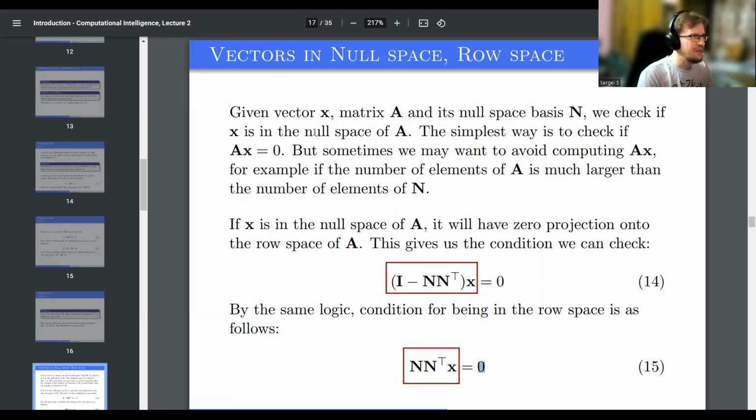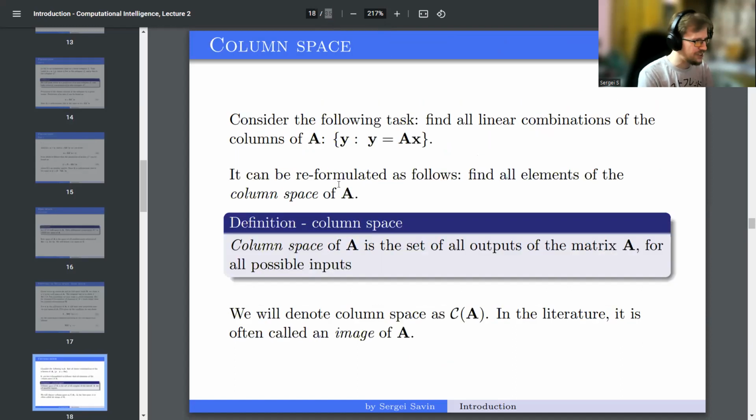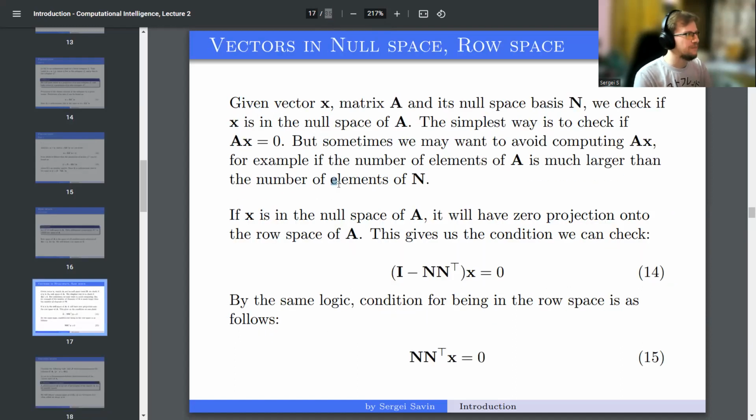I think maybe this is enough for one day. We have a lot to go. You can see we have 17 out of 35 slides. So we have more to see next time. Next time we'll go through the two remaining spaces, projectors and SVD decomposition.